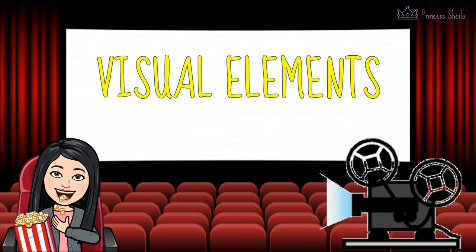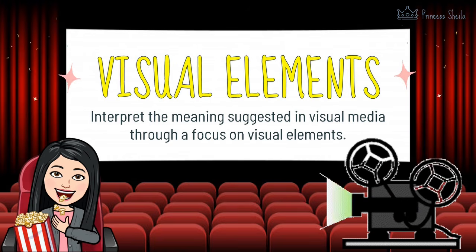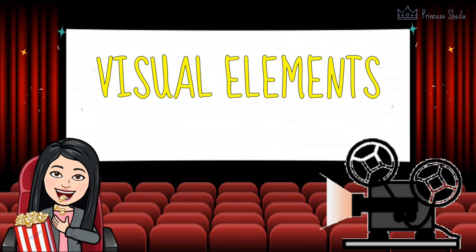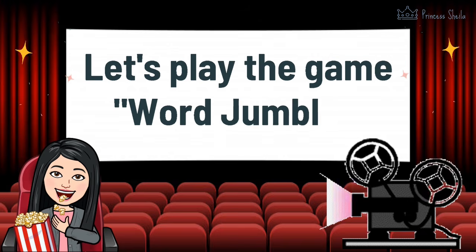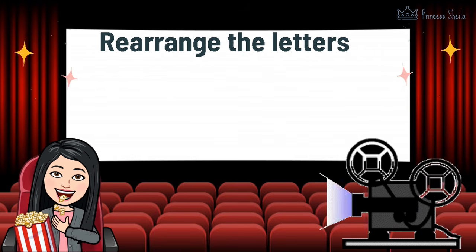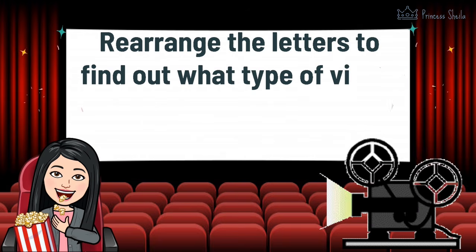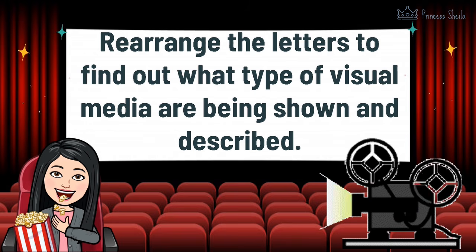For today's lesson, we will learn to interpret the meaning suggested in visual media through a focus on visual elements. Before we begin, let's recall our previous lesson by playing the game word Jumble. Rearrange the letters to find out what type of visual media are being shown and described.